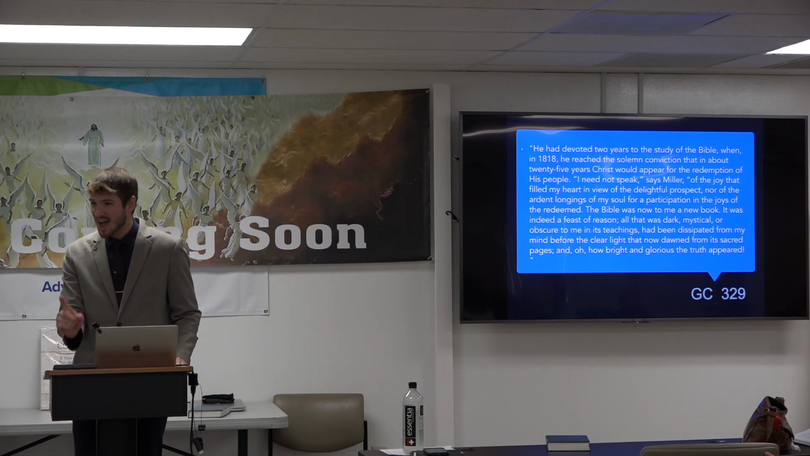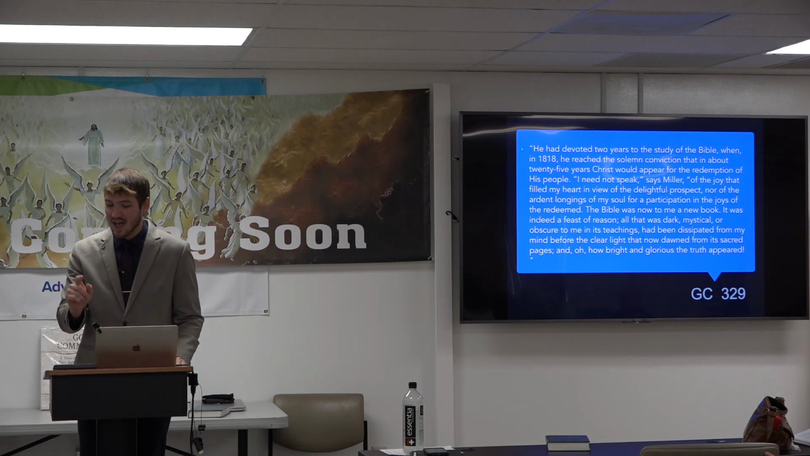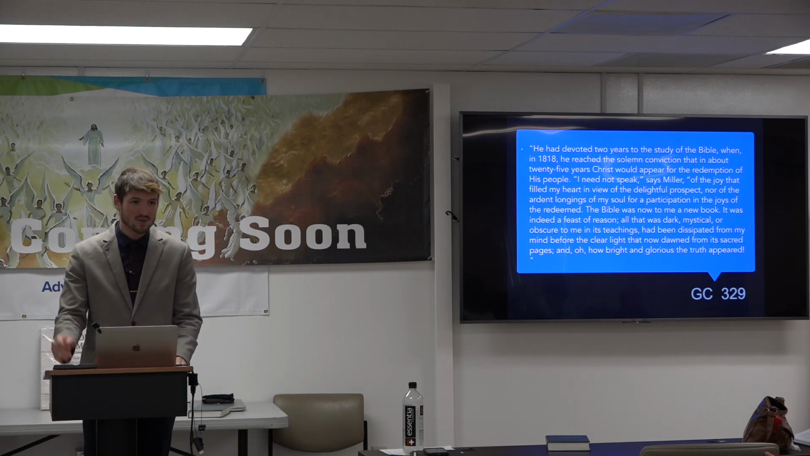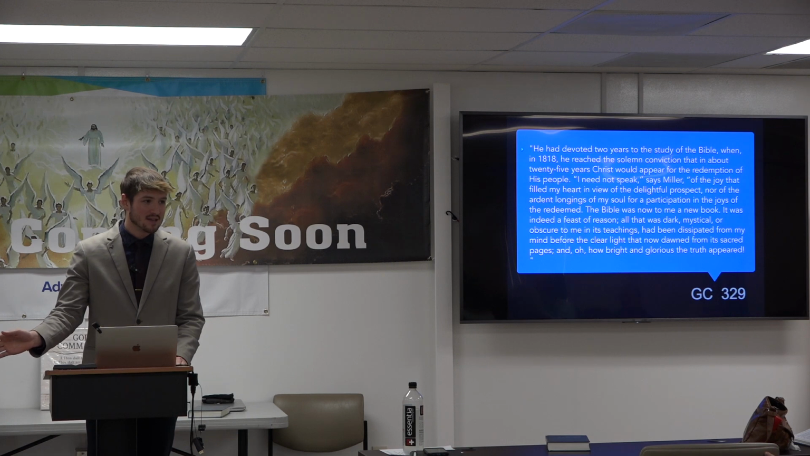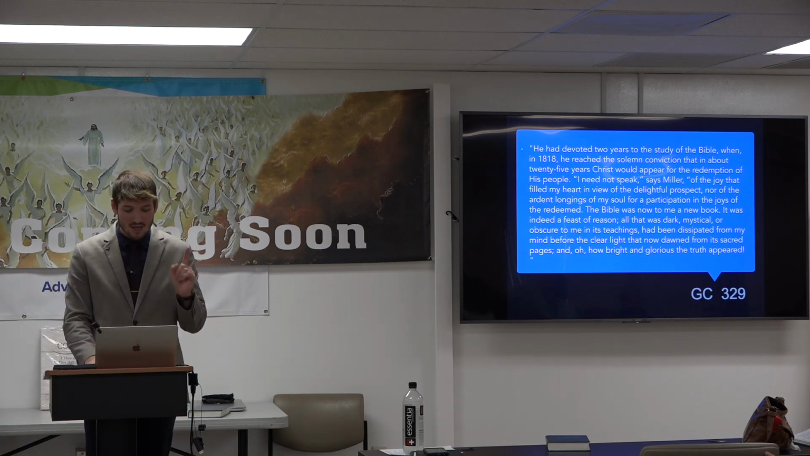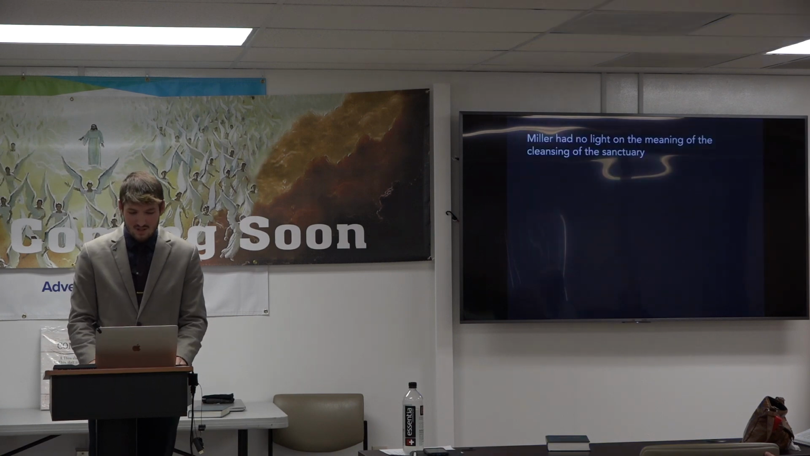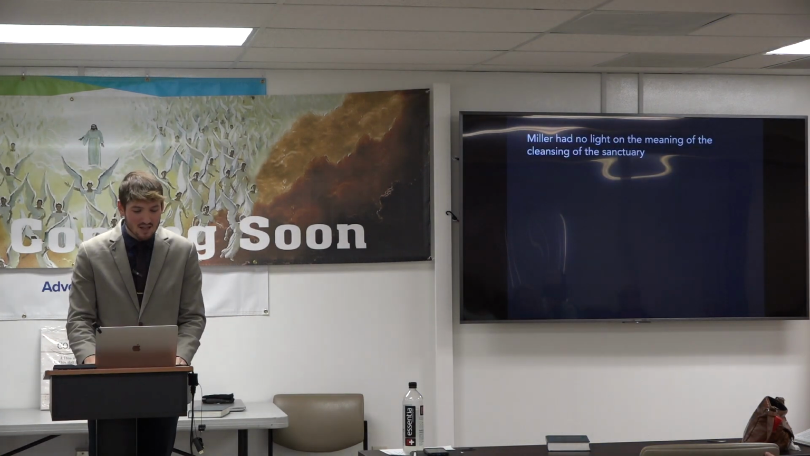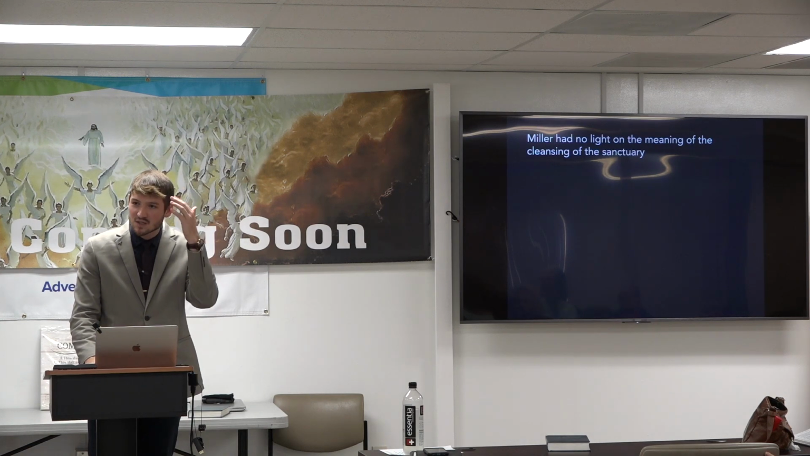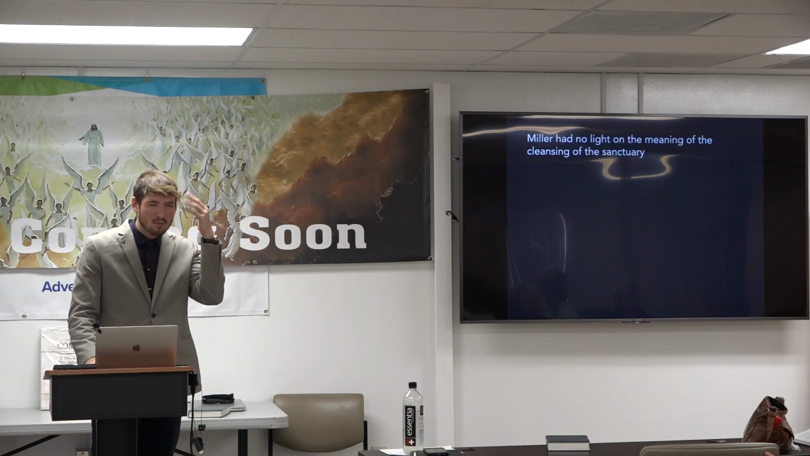So Miller thought he had it, because he says, I have again and again shown it has to be October 22nd, 1844. This is the exact date. He says, and what else could it be? He picked the date, but he was wrong about the event, though he was sure that he was right. So Miller had no light on the meaning of the cleansing of the sanctuary. So now he was just defaulting to what was available in his mind to make sense of.